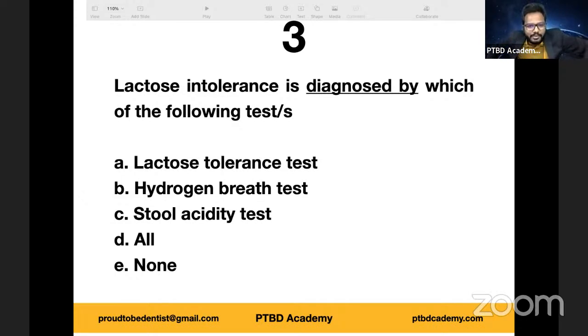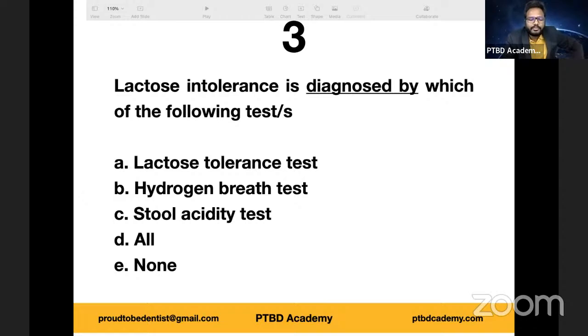So, lactose intolerance is diagnosed by which of the following tests? Lactose tolerance test, hydrogen breath test, stool acidity test, all of the above, none of the above. So which one do you think is the more appropriate answer? So option D. Swati, Shubhangi, Pooja, Nishwas, Ignatius.